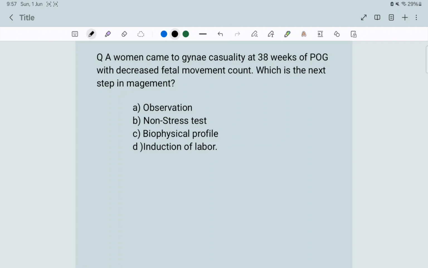So for this question, first you all need to know about the daily fetal movement count. We have to explain daily fetal movement count to all the pregnant females in the third trimester. We have to tell them they have to count the daily fetal movement count by lying in the left lateral position post breakfast, post lunch, and post dinner. There should be at least 10 movements in that period of time. If there is decreased fetal movements count, we have to explain them to come to casualty immediately.